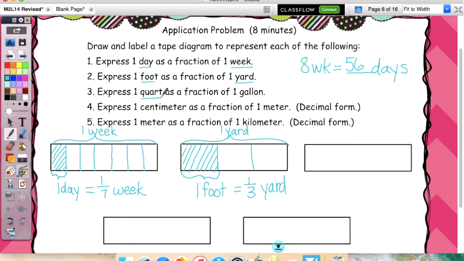Okay, the next one. Express 1 quart as a fraction of 1 gallon. Are you underlining these words? Okay, thank you. So what's the largest, the quart or the gallon? Gallon. Okay, so write gallon.